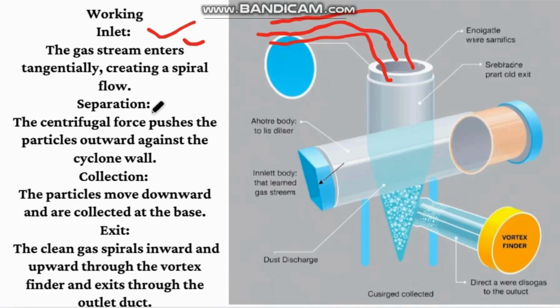The next one is separation. The centrifugal force pushes the particles outwards against the cyclone wall. When the stream of air is introduced with a high force in a tangential inlet in the cyclone separator, the air is going to enter in a circular path, and the spiral vanes also provided there help in producing the circular motion of the air.